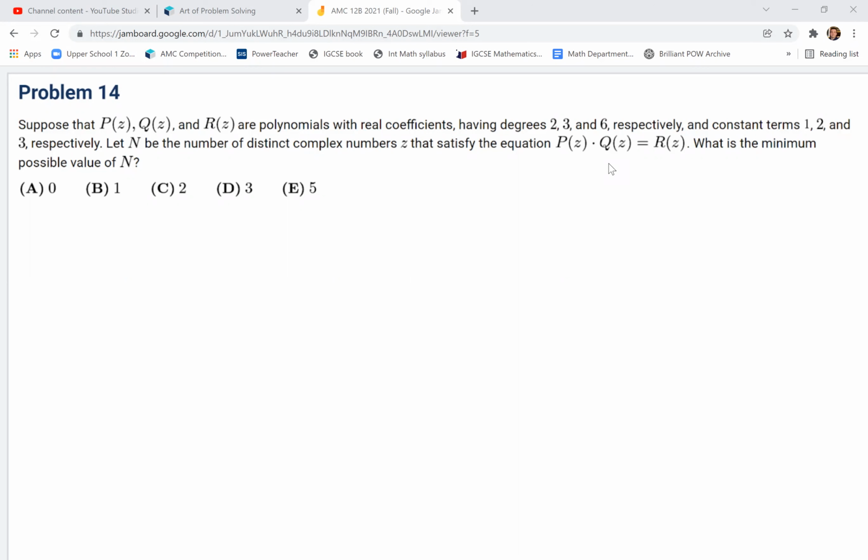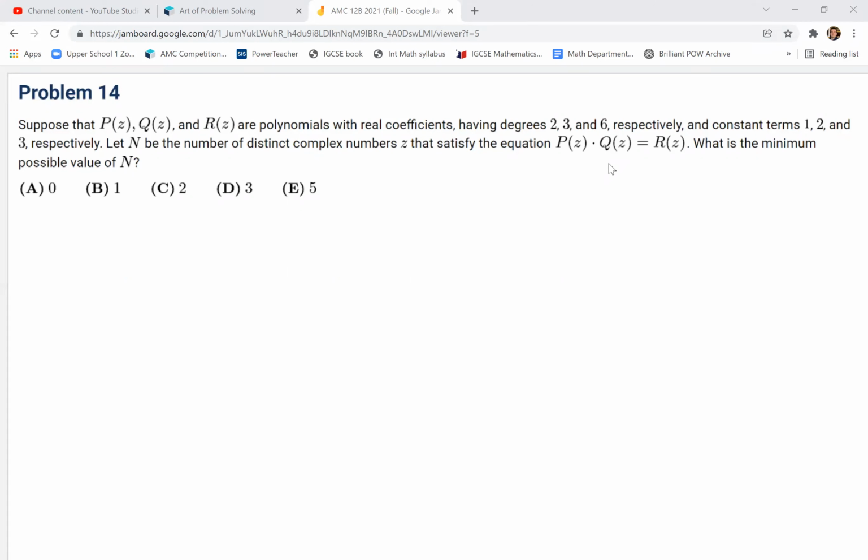Suppose that P of Z, Q of Z, and R of Z are polynomials with real coefficients, having degrees 2, 3, and 6 respectively, and constant terms 1, 2, and 3 respectively. Let n be the number of distinct complex numbers z that satisfy the equation P of Z times Q of Z equals R of Z. What is the minimum possible value of n?